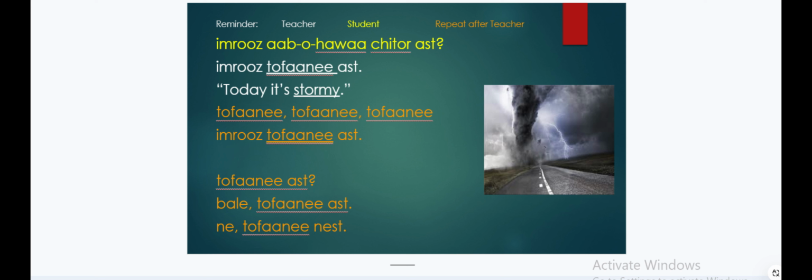طوفانی است. Is it stormy? بله طوفانی است. Yes, it is stormy. If it is not, نه طوفانی نیست. No, it is not stormy.